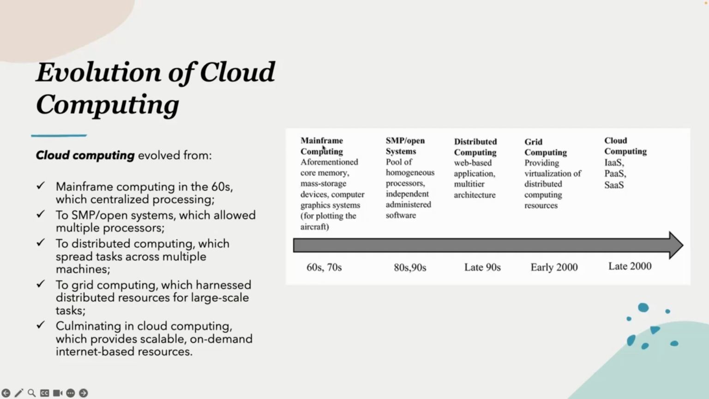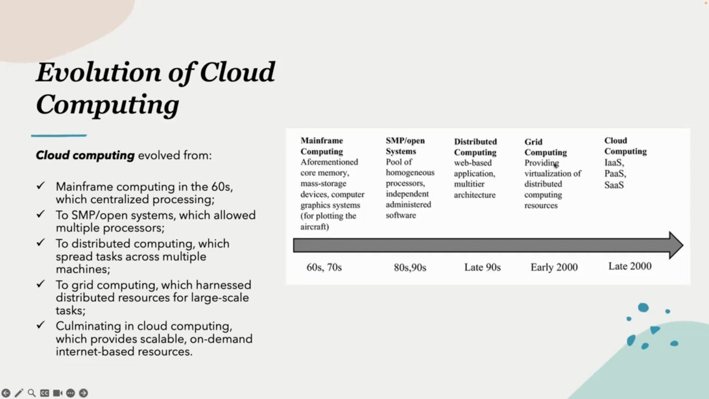The mainframe computing is a centralized process with very powerful singular machines. The SMP open systems are multiple processors working together within a single system. The distributed computing are tasks that are spread easily across multiple interconnected machines. The grid computing are large-scale resource sharing across distributed systems.